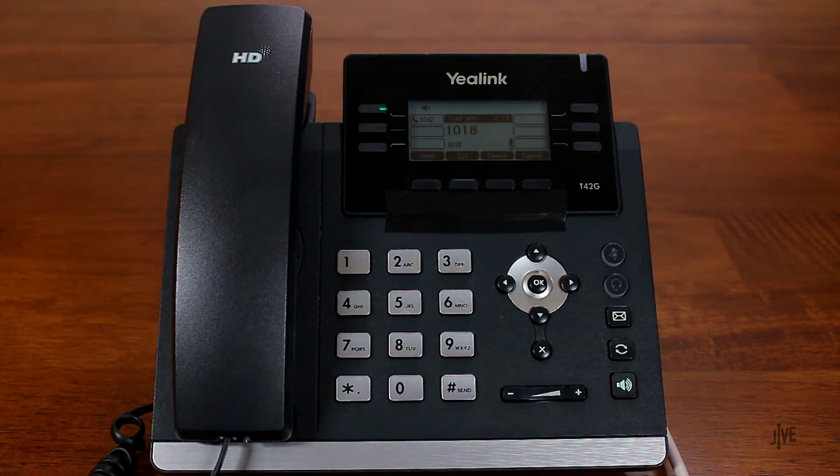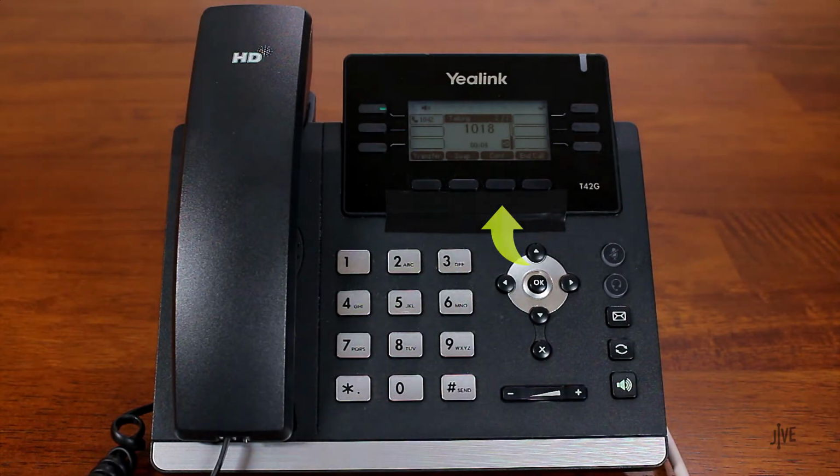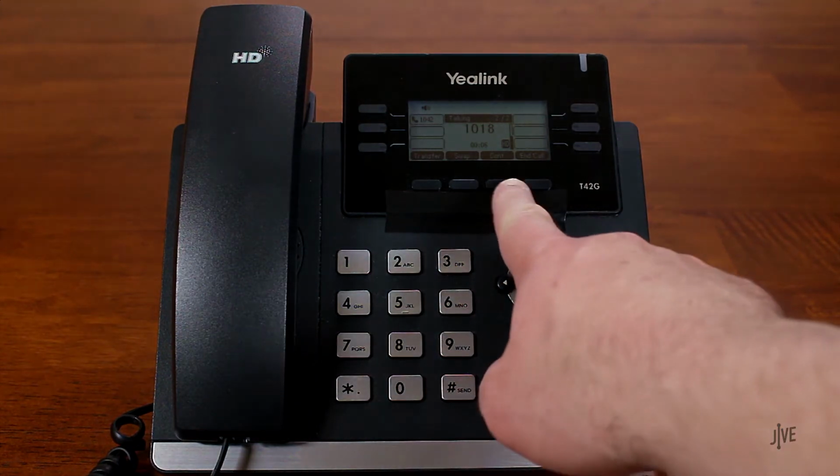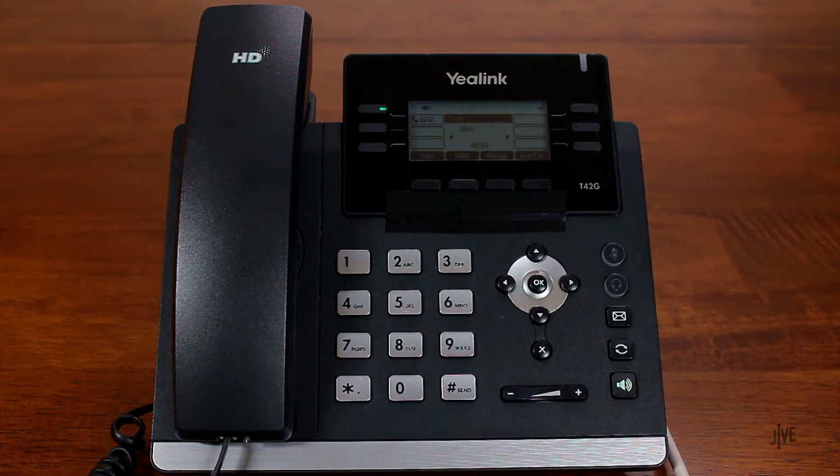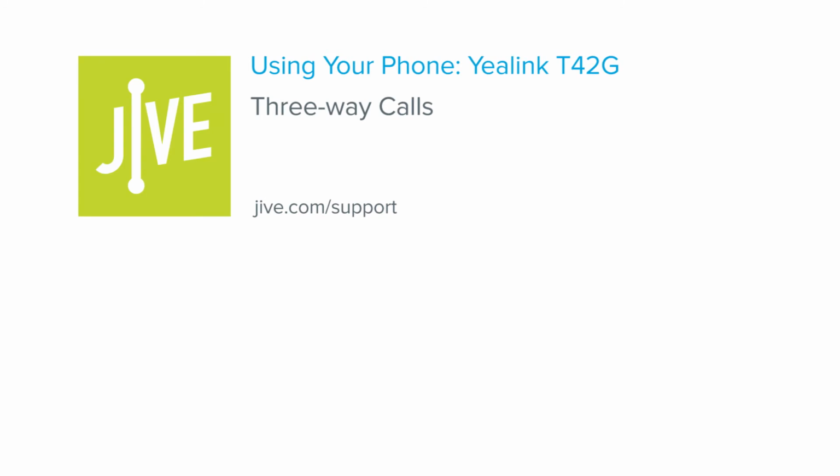It is a best practice to consult with the second party before adding them to a three-way call. Tap the conference soft key again to merge both parties together. That concludes the process for performing a three-way call or conference call on a Yealink T42G phone.